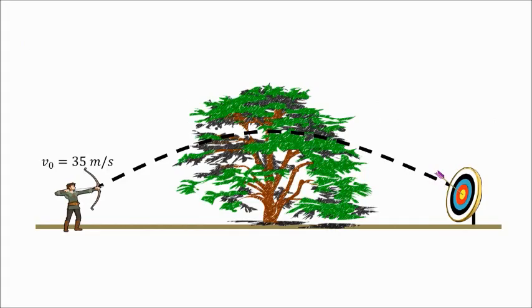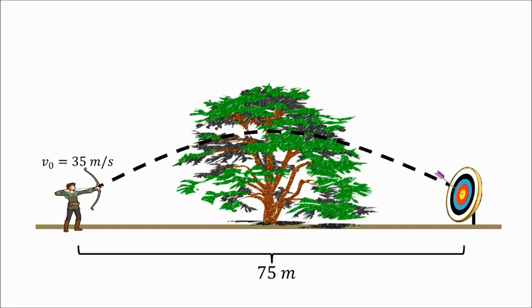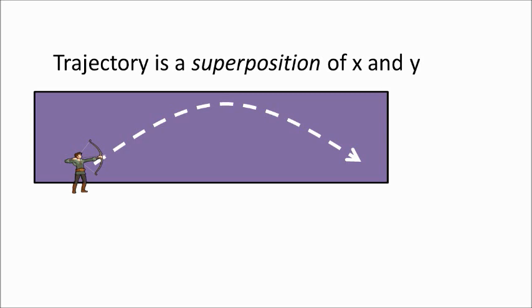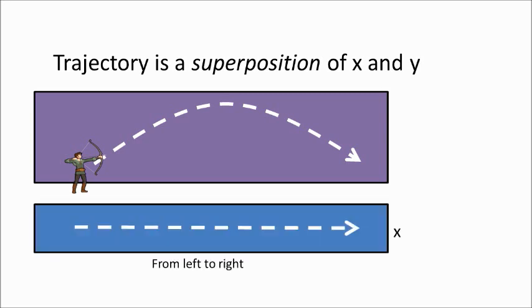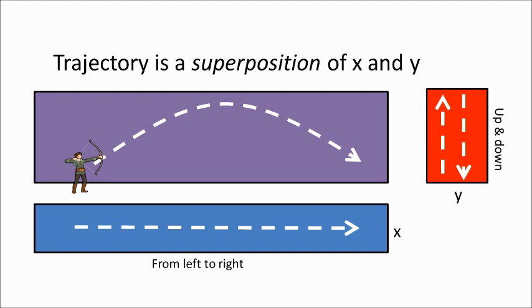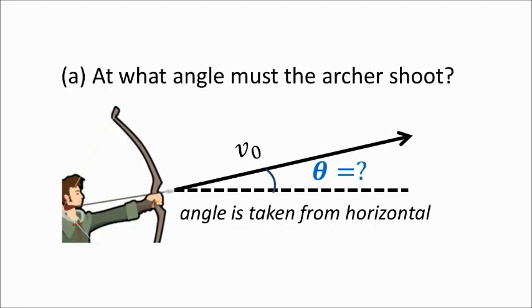So we know that the initial velocity is 35 meters per second. We know that the distance traveled is 75 meters, but we don't really know anything else about this trajectory. A good thing to keep in mind is that a trajectory like this is what's called a superposition of x and y. That just means that you can break it down completely into an x component and a y component. And in order to answer the question, what angle must the archer shoot at, we're going to have to break up our vectors into x and y.